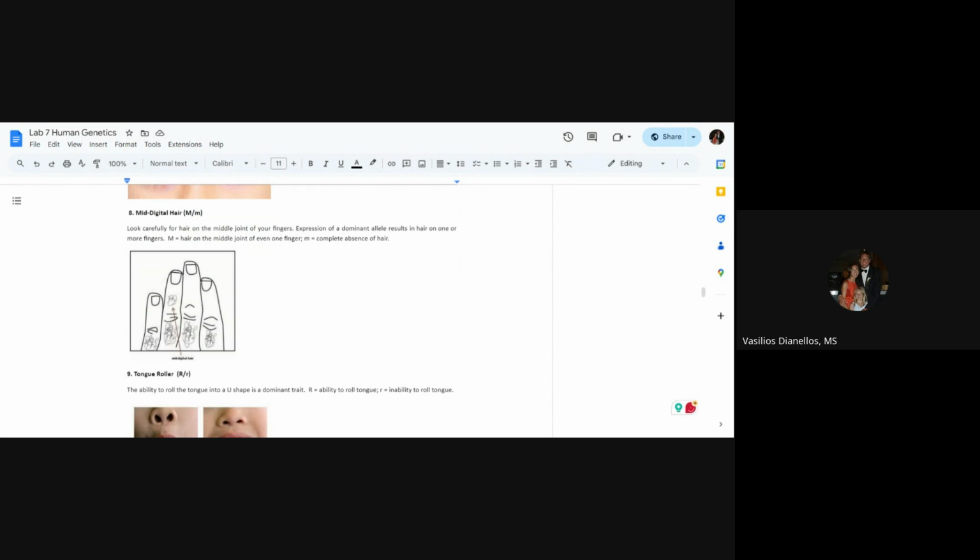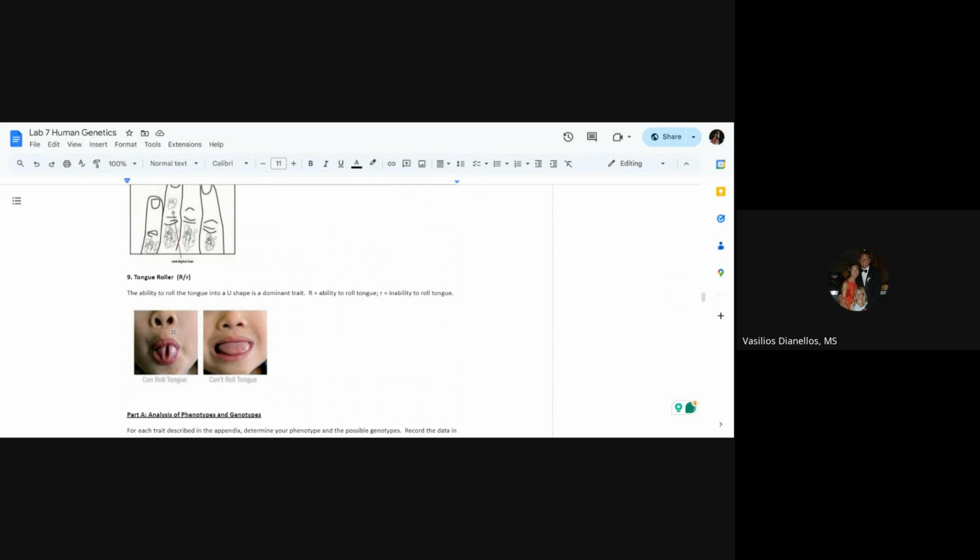Mid-digital hair. So we're talking about this part here. Expression of a dominant allele results in hair on one or more fingers. All right, so if you have the hair, even if it's only one of your four fingers, that is dominant. If they're all completely bald, that is recessive. Tongue rolls, if you can do it, that is dominant. If you cannot do it, it's recessive.